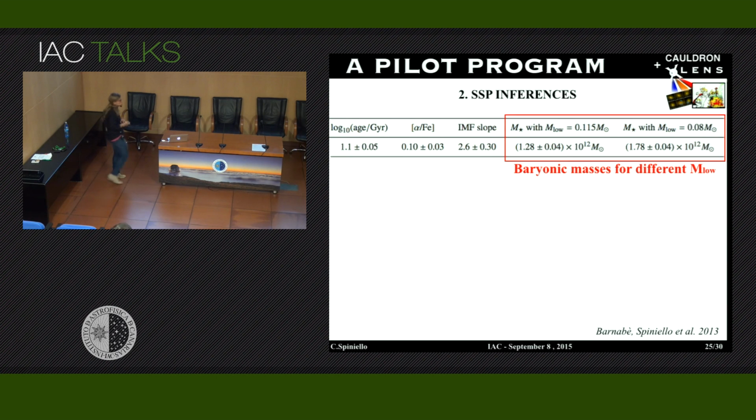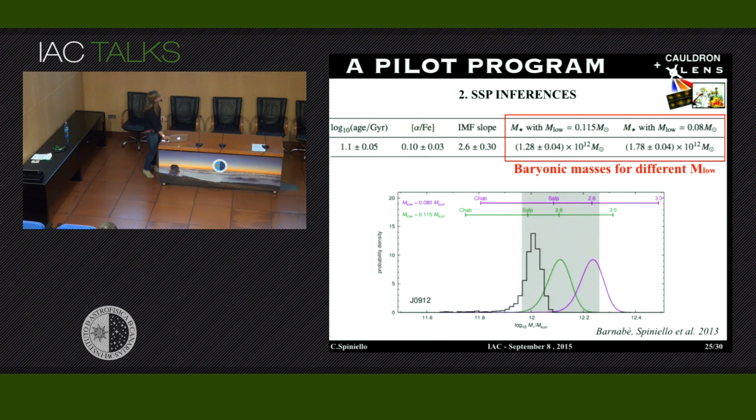And I get different masses because, as I said, these very low mass stars are not contributing to the light. They're not changing the luminosity at all, but they are dramatically important for the mass. So this is what we get from stellar population models, the colored line, and here the purple one is the one that assumes 0.08, and the green one is the one that assumes 0.115. The histogram here shows the right IMF. So the IMF slope that we infer is 2.6, and the error is 0.3.